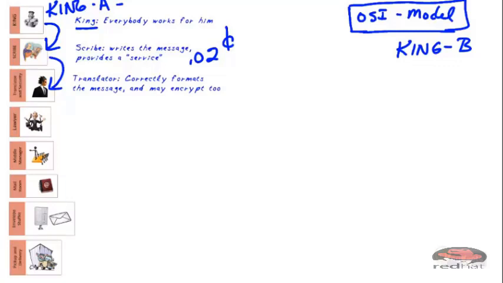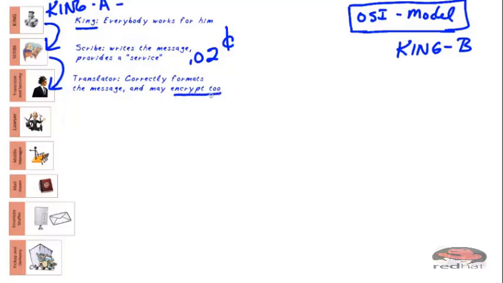Well, let's say that Kingdom A spoke a certain dialect of language, and Kingdom B spoke a slightly different version or dialect of the language. The translator could make some changes or translations to make sure the data was presentable in a format that the other side would recognize. So in addition to correctly formatting the message, maybe adding some things that are specific to the dialect of the far side, he also may encrypt it.